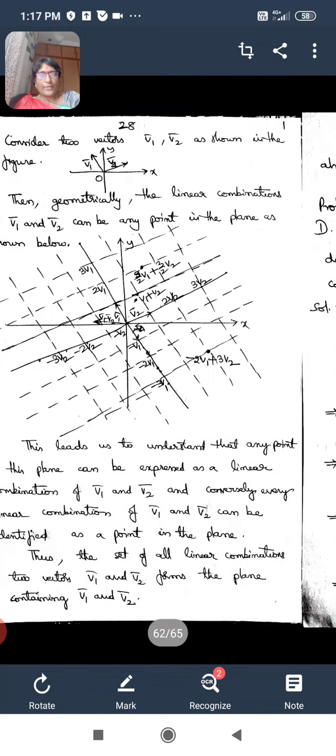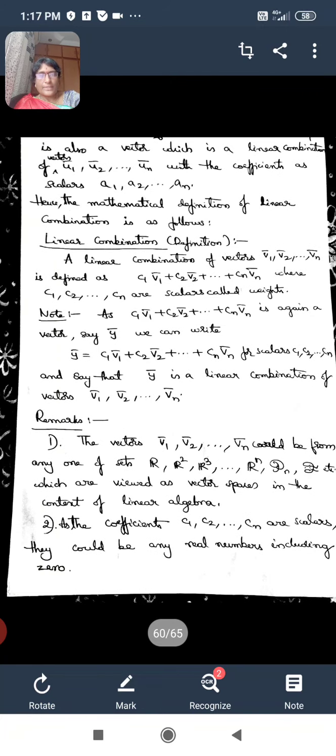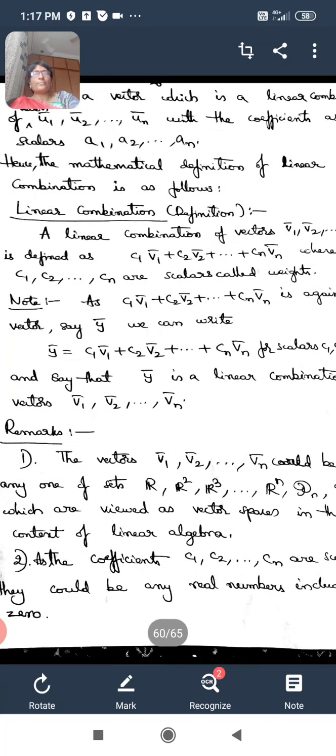In this video, I want to share the concept of linear combination, which is a basic notion in the topic of linear algebra. In fact, the concept of linear combination plays a vital role in the further study of linear algebra. So let us know the exact definition of linear combination.